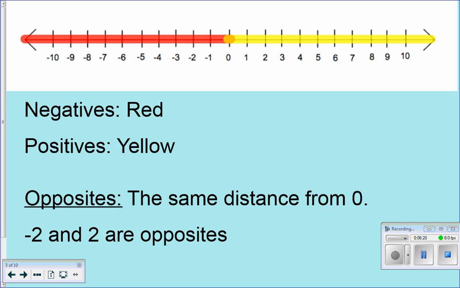And most likely you kind of know this already. Like in my example, -2 and 2 are opposites. They're the exact same distance from 0 on the number line. So if I ask you, what's the opposite of -9? What would you say? 9. If I ask you, what's the opposite of 100? What would you say? -100.